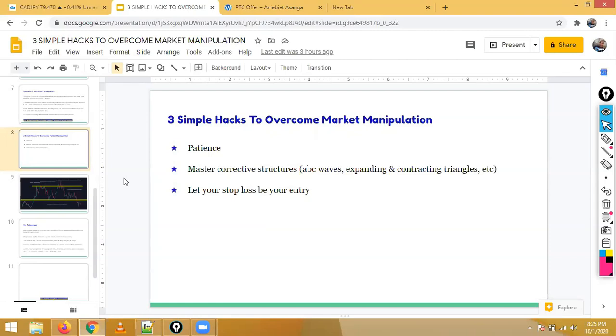Anytime you look at the chart and you see a big corrective move on the daily time frame or on the 4 hour time frame, we are most likely to see an ABC wave or an expanding or contracting triangle. So train your eyes. This is not something that I can just put inside your head, but you need to train your eyes to spot these corrective structures easily. I'm going to show you examples of corrective structures, how they look.